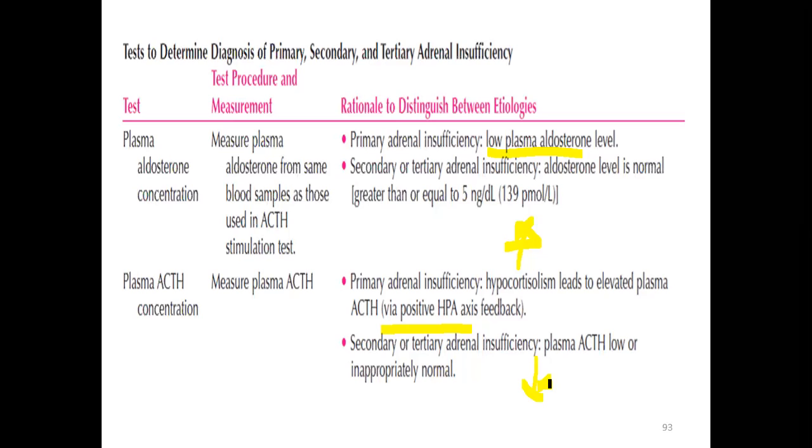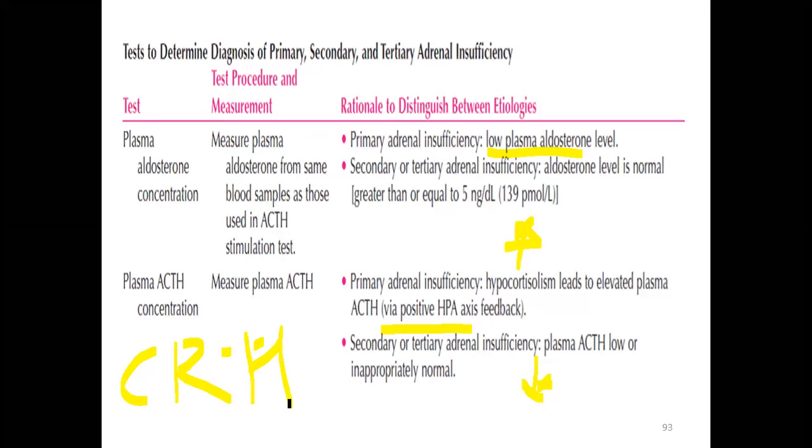In fact, for tertiary insufficiency, there is the corticotropin releasing hormone stimulation test. You give CRH, and if the level of ACTH is high after stimulation with CRH, the problem will be from the hypothalamus. If there is no change, it will tell us the problem is from the anterior pituitary. So this CRH stimulation test is the common test to differentiate whether it is secondary or tertiary adrenal insufficiency.